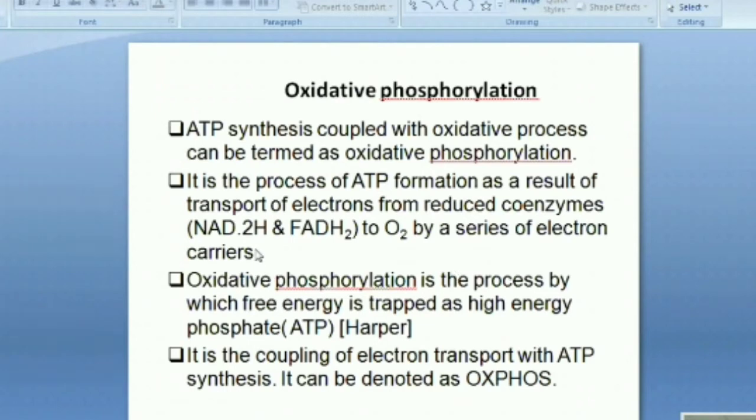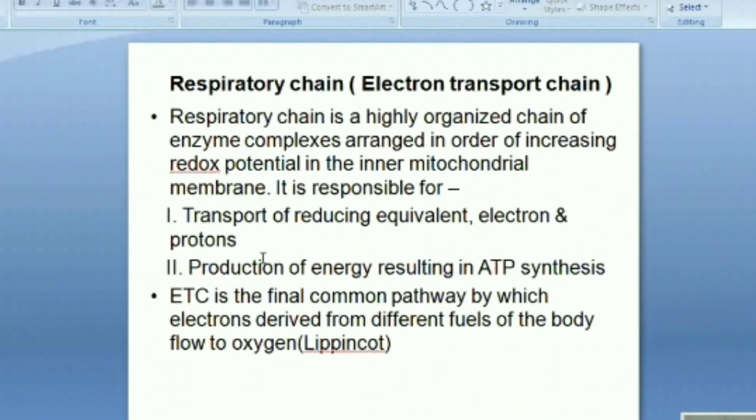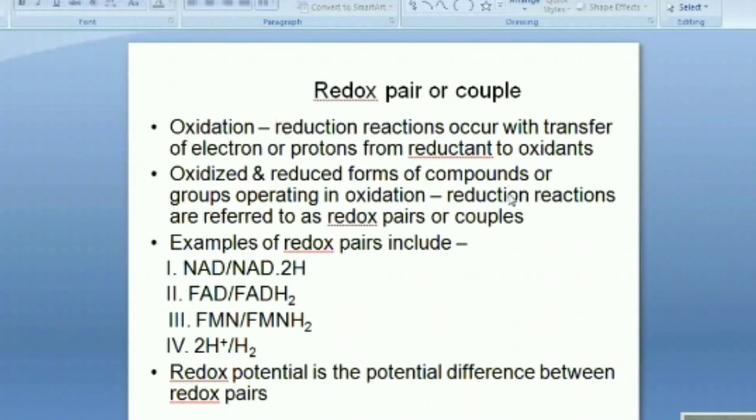Definition of oxidative phosphorylation. Next. Now come to the point we mentioned, the respiratory chain. This is the unique set of hundreds of enzymes located on the inner mitochondrial membrane. Okay. Let us have a view.